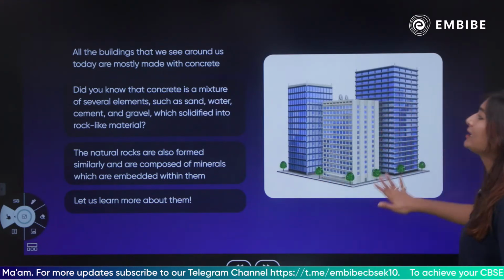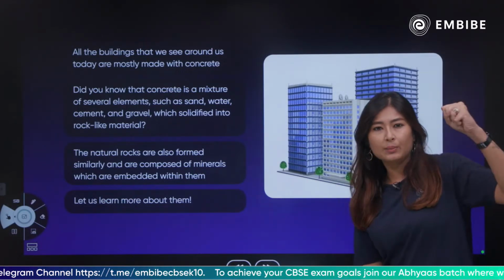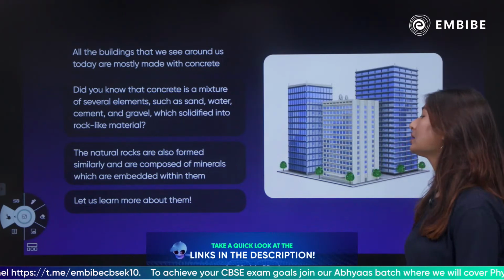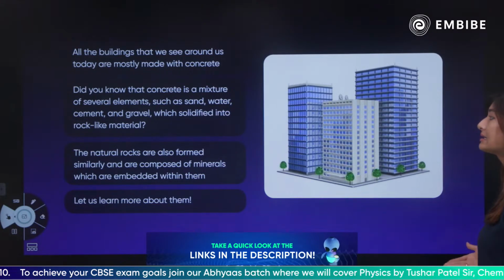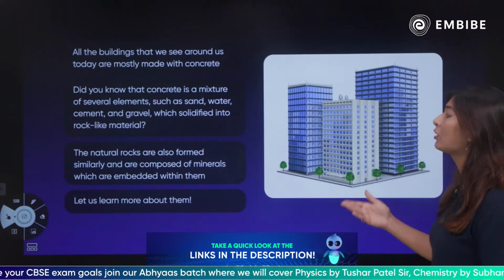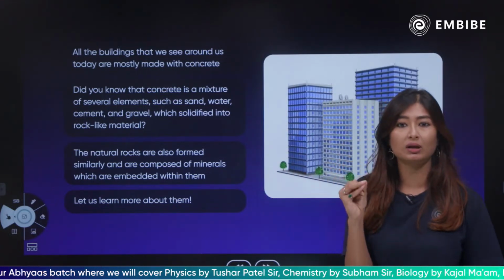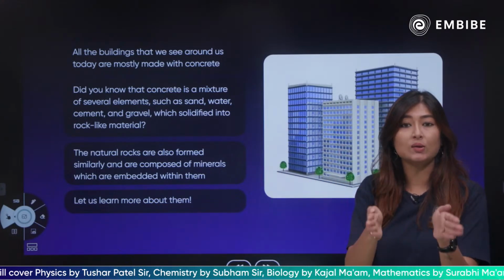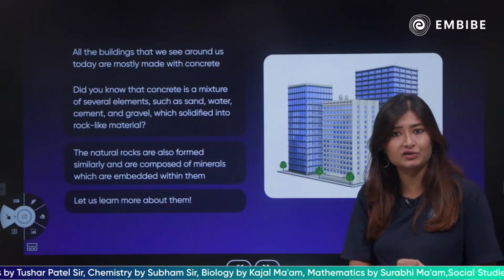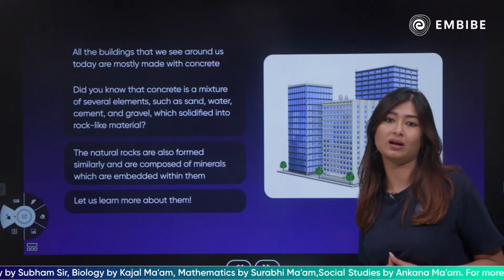So let's get started. All the buildings that we see around us today, how are they made up? They're mostly made up of the concrete, the cement and the bricks, the solid material, right? Did you know that the concrete is in fact a mixture of various elements like sand, water, cement, gravel, which solidified into rock-like material? It's not really a rock, right? It's something that solidifies into so strong a structure. It's a mixture which is very liquidy in the beginning and then it turns into this rock-like thing, right?